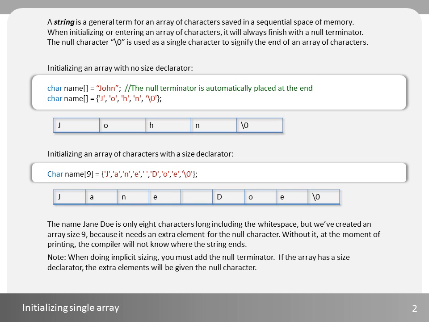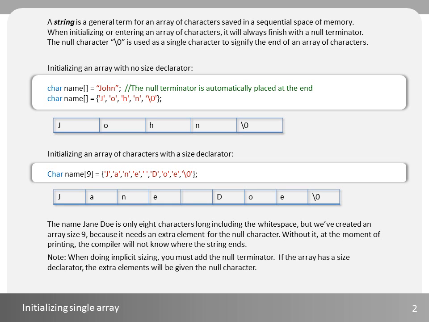When initializing or entering an array of characters, it will always finish with a null terminator. The null character is used as a single character to signify the end of an array of characters. Here are some examples on initializing an array with no size declarations. The first initializes the array by assigning it the string literal John. By doing this, the null terminator is automatically placed at the end. The other initialization is done by implicit declaration. Here the null character needs to be placed manually.